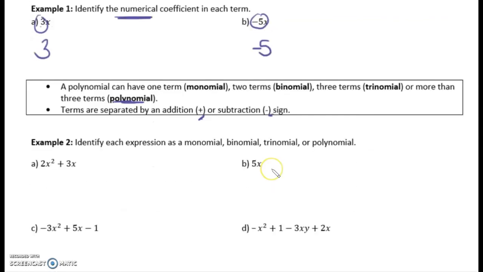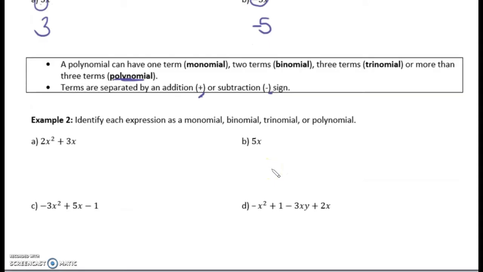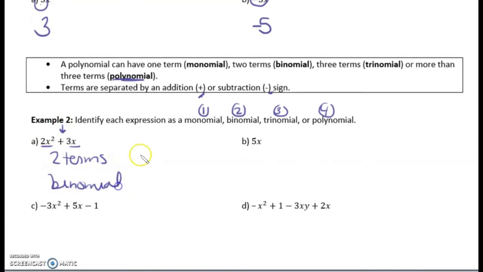So, example 2, identify each expression as monomial, binomial, trinomial, or polynomial. So one term, two terms, three terms, or four terms. We have two terms here separated by a plus sign, so that's a binomial. This one's just one term, right? We don't have another term separated by a plus or a minus sign. So this is a monomial.